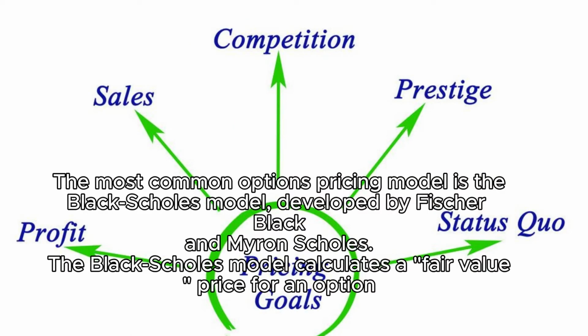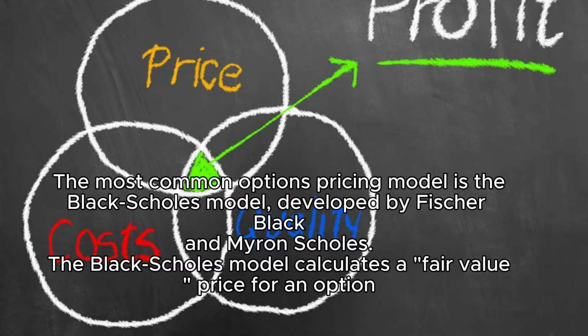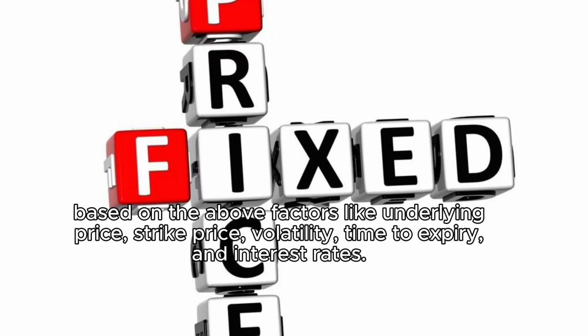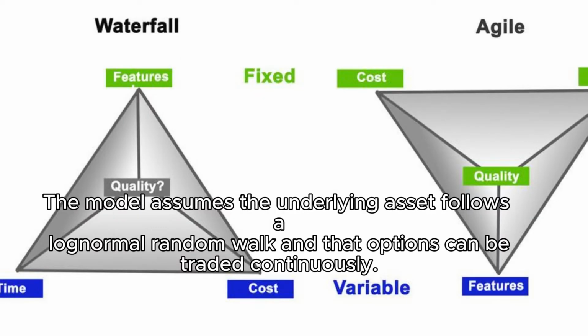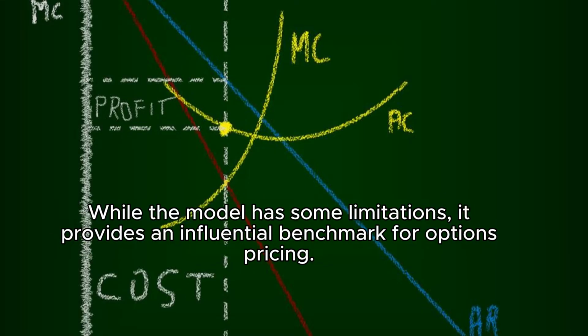The most common options pricing model is the Black-Scholes model, developed by Fischer Black and Myron Scholes. The Black-Scholes model calculates a fair value price for an option based on the above factors like underlying price, strike price, volatility, time to expiry, and interest rates. The model assumes the underlying asset follows a log-normal random walk and that options can be traded continuously. While the model has some limitations, it provides an influential benchmark for options pricing.